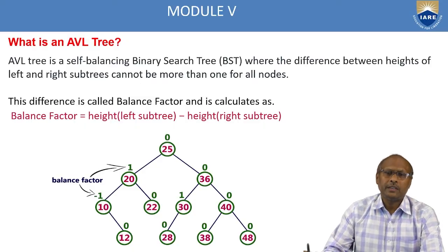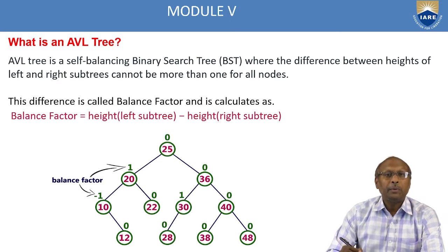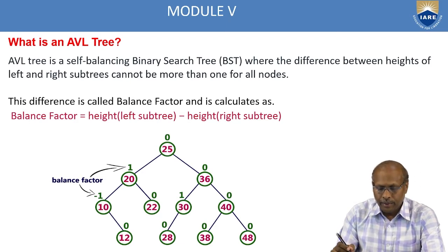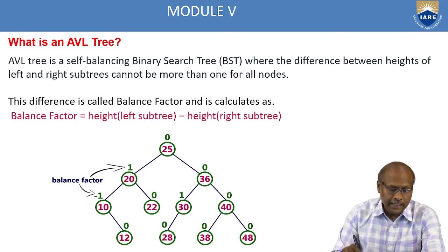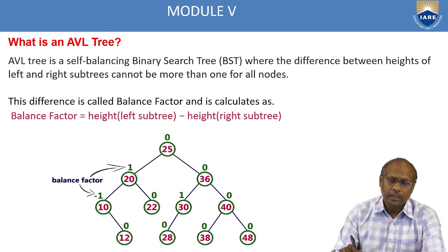The first question they may ask: what is AVL tree? In the previous session you have seen the general tree, binary tree and binary search tree. Now we'll see AVL tree. AVL tree is a self-balancing binary search tree where the difference between heights of the left and right subtree cannot be more than 1 for all the nodes. If this condition is satisfied, then that tree is called AVL tree.